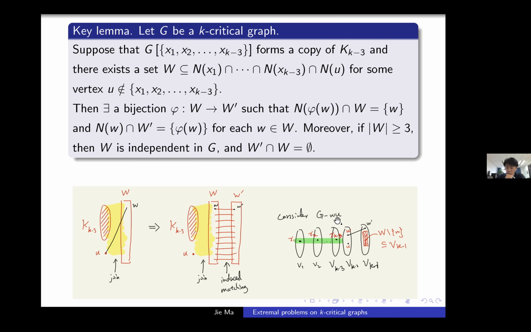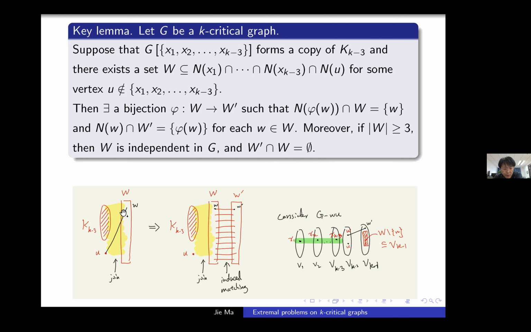vertices W and U? Well, W and U must be in the same part. That's basically because otherwise, if W and U are in different parts, then you just add back this edge, right? Then it means the original graph G also is k minus 1 colorable. So that cannot be the case. W and U must be in the same part. Okay, but this part must be different from the previous k minus 3.